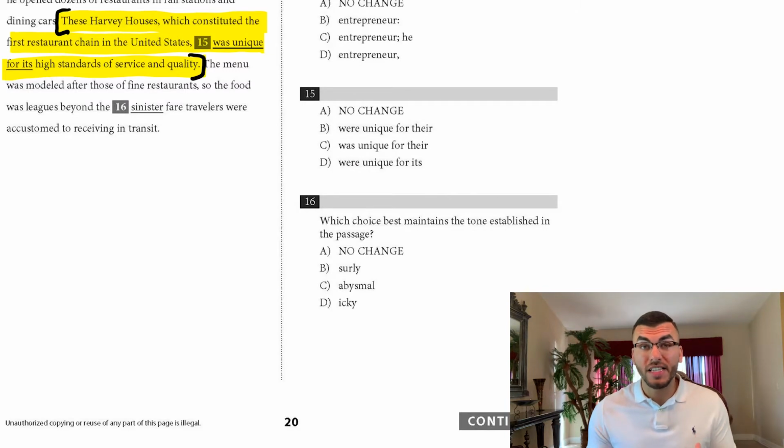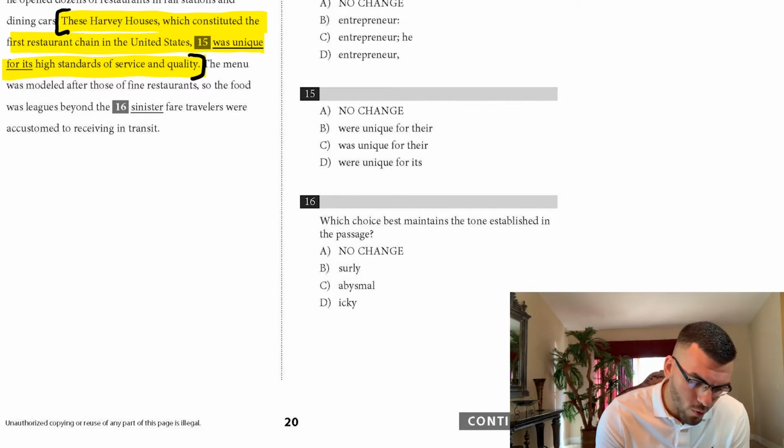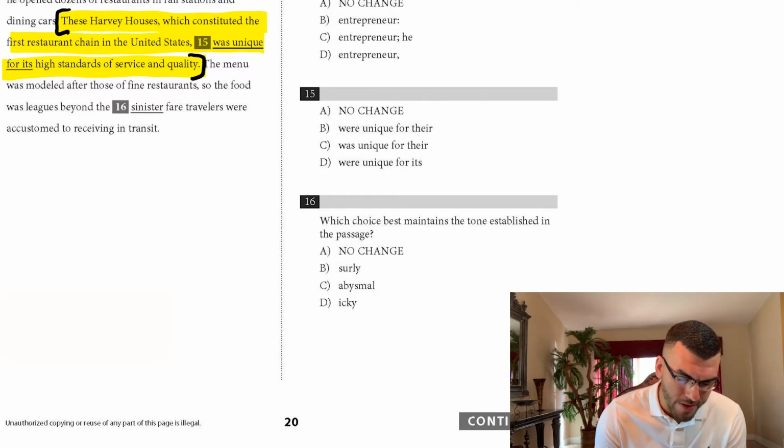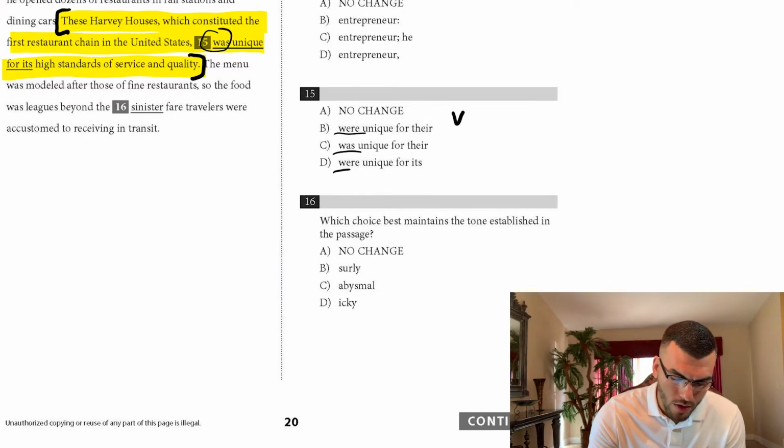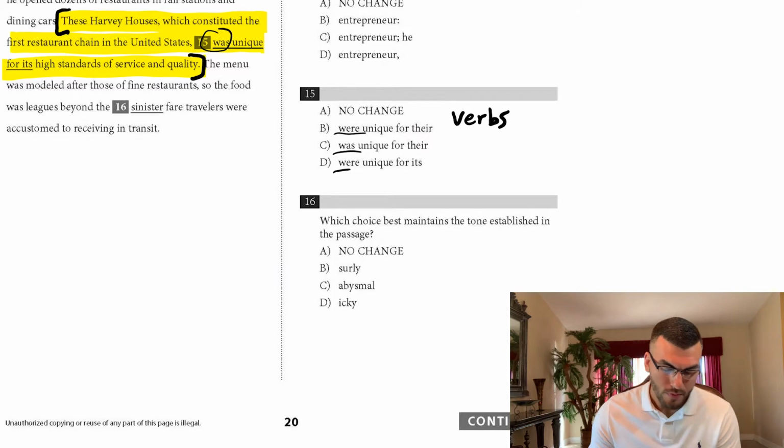What's the very first thing we do, guys? We compare the answer choices to see what's changing from answer to answer. So we already did this one before, so it should be easy. But choice A is was, were, was, were. I know those are verbs.